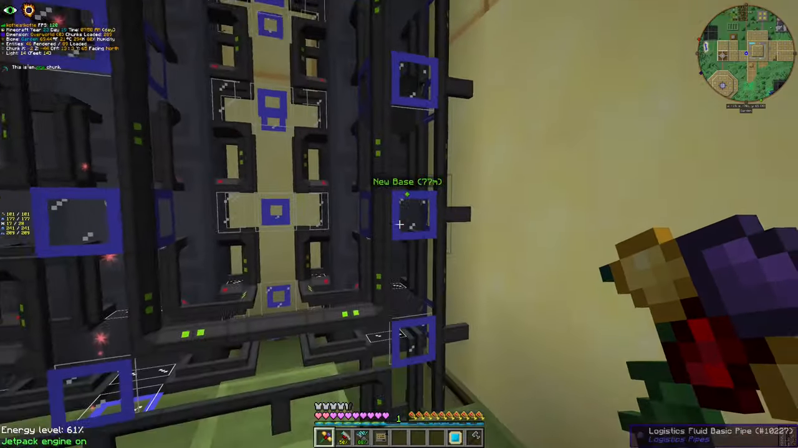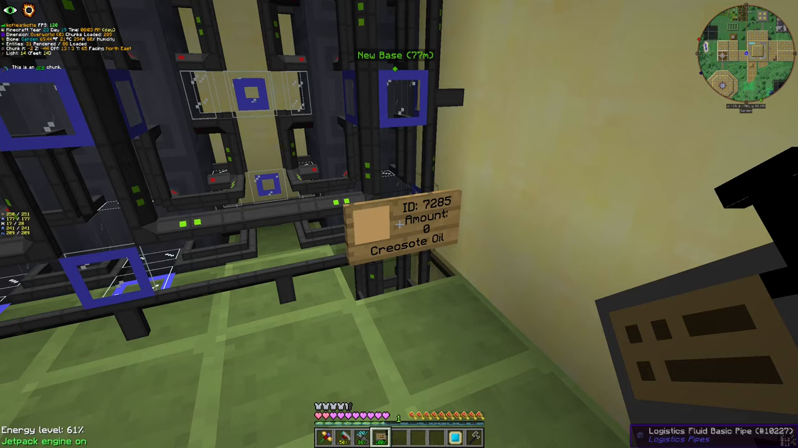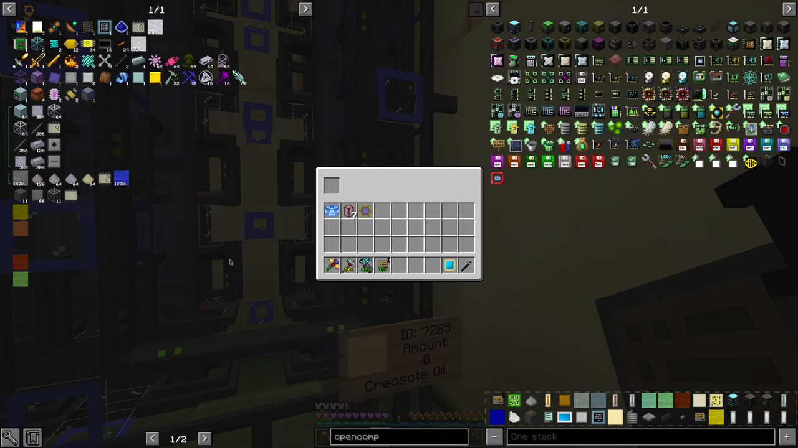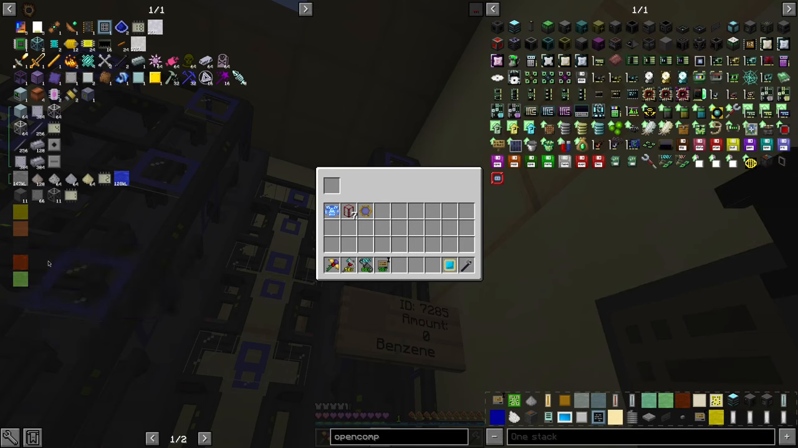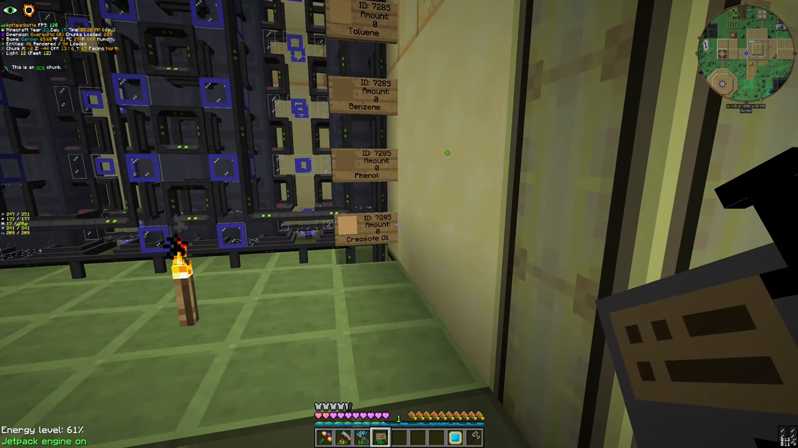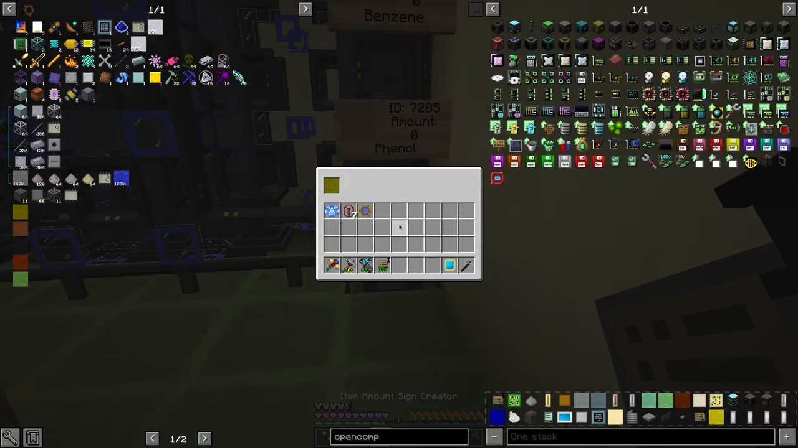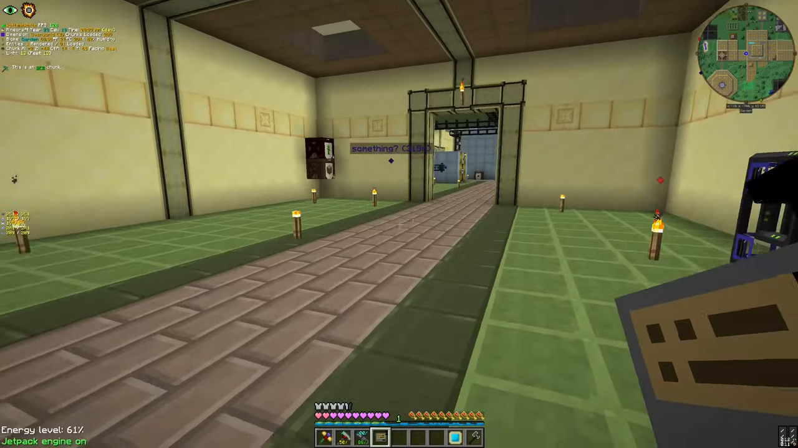And voila, let's do this and do that. It won't read the amounts, sadly. But at least we have an idea, a much easier way of signing things. But I don't like how it looks, so we are not going to use it.